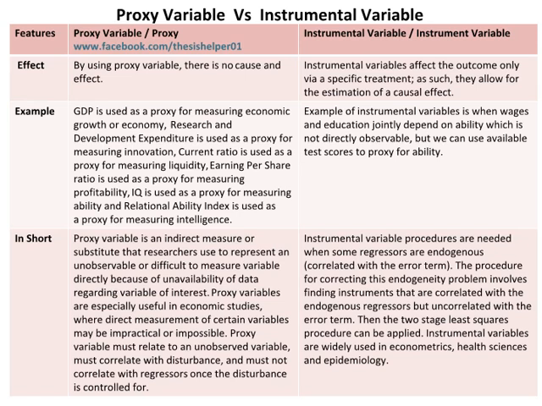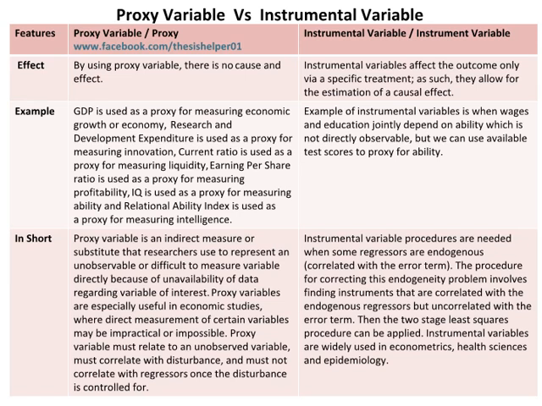Examples of proxy variables are: GDP is used as a proxy for measuring economic growth or economy, research and development expenditure is used as a proxy for measuring innovation, current ratio is used as a proxy for measuring liquidity, earning per share ratio is used as a proxy for measuring profitability, IQ is used as a proxy for measuring ability, and relational ability index is used as a proxy for measuring intelligence. Whereas, example of instrumental variables is when wages and education jointly depend on ability, which is not directly observable, but we can use available test scores to proxy for ability.